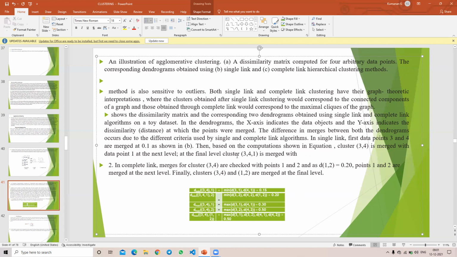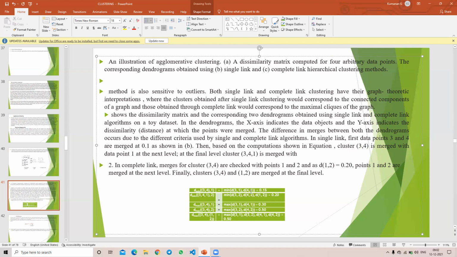In complete link, the merges for cluster 3,4 are checked with points 1 and 2, and as D(1,2) is 0.20, points 1 and 2 are merged at the next level. Finally, cluster 3,4 and 1,2 are merged at the final level. Now see here, the dendrogram distance: minimum of 3,4 and 1 equals the minimum of D(3,1) and D(4,1), which is equal to 0.15.